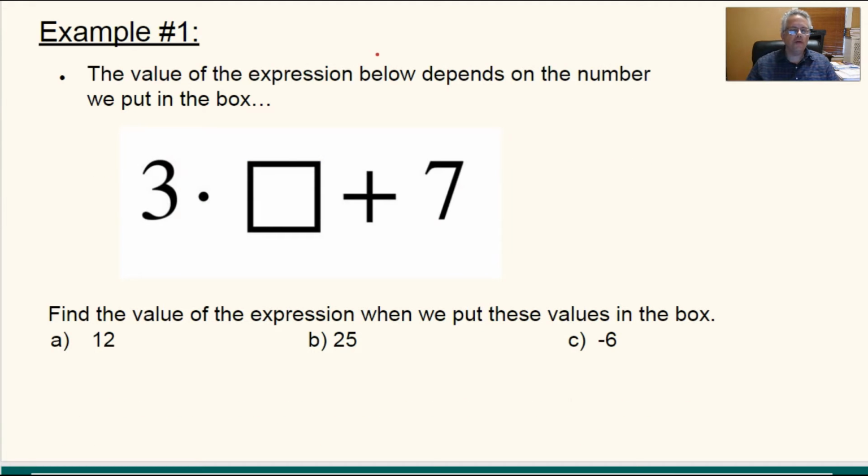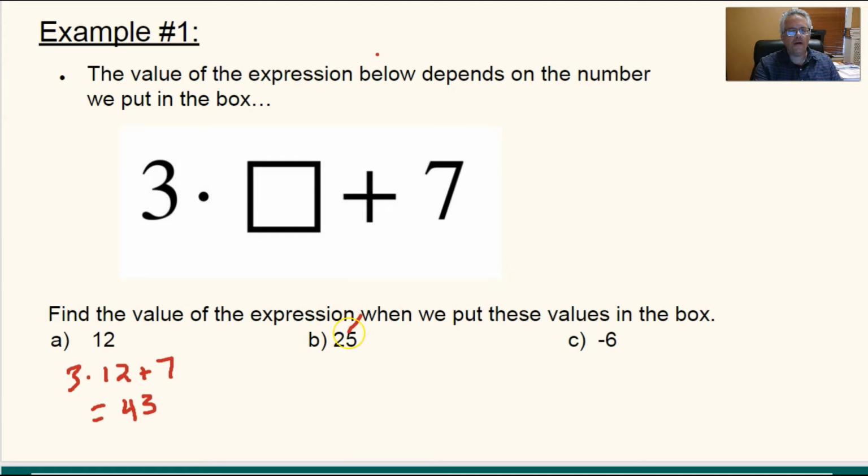We have an expression here. We have 3 times, that's what that dot means, box plus 7. What we're supposed to do is put different numbers in the box and figure out what the expression is equal to. The value of the expression depends on what we put in there. So for instance, we're going to put in 12 inside the box. If we do that, we get 3 times 12 plus 7. That would be the value of the expression. 3 times 12 is 36 plus 7, well, that equals 43.